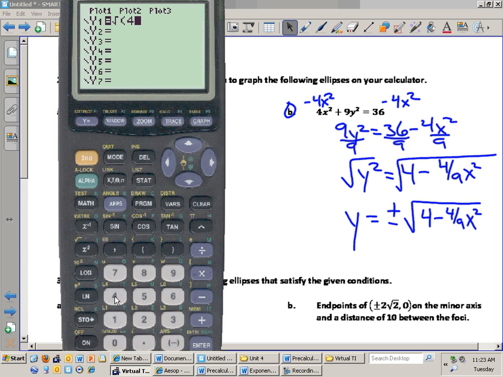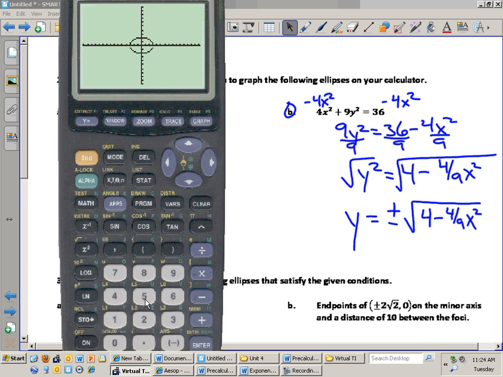So we go 4 minus 4/9 is 0.4 repeating. I know that. I'm really good at math. And then I go down, I go negative square root of 4 minus 0.44 x squared. Parentheses. Then I like to zoom like a square. So see how this is a rectangle? If I go zoom square number 5, it will turn my screen so it looks more like it should. It's proportioned out correctly. So that's the picture of it.